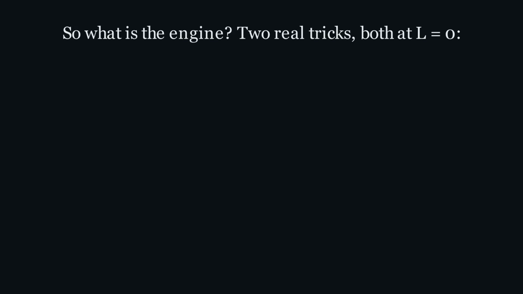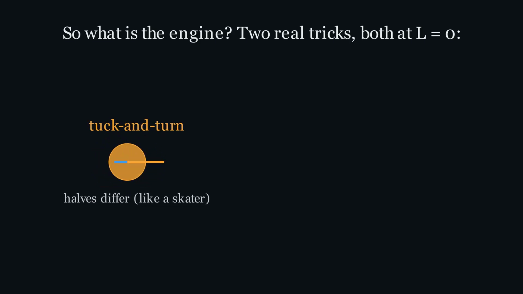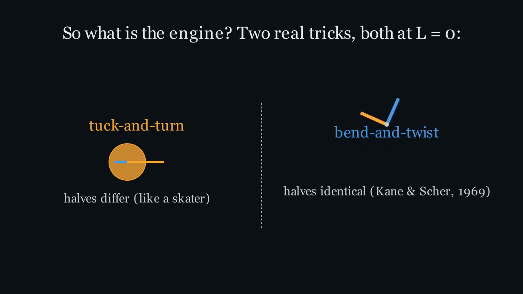Popular accounts often show a tuck and turn, like a spinning skater, pulling one half in and throwing the other out. That is one genuine trick, and it needs the two halves to be different. But the engineers Kane and Scher, in 1969, found a cleaner one, a bend and twist that works even when the two halves are perfectly identical, with no tucking at all, and it matched the old photographs better than anything before it. Let us watch that one actually run.